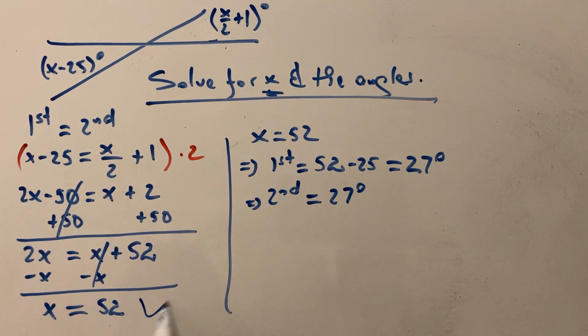So x is 52 and the first and second angles are each 27, okay? So this is it. This is how you solve this type of problem.